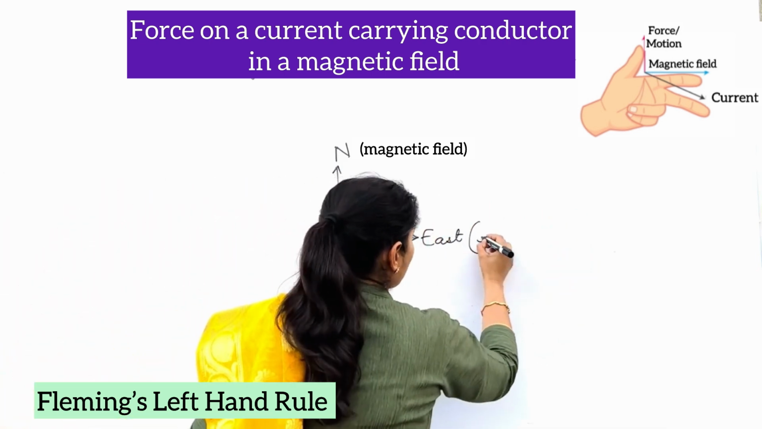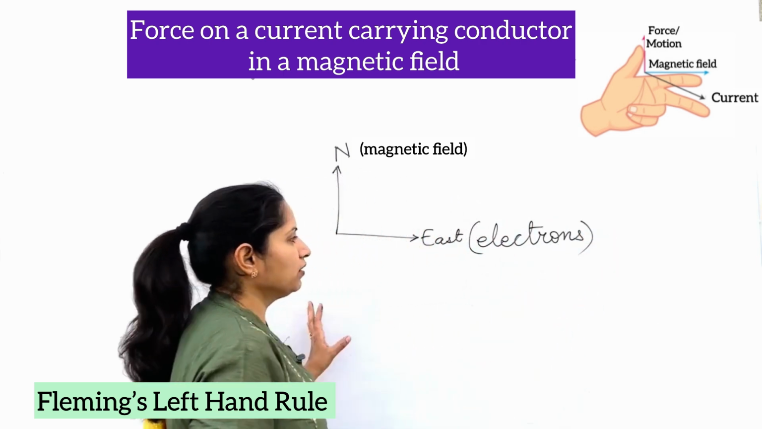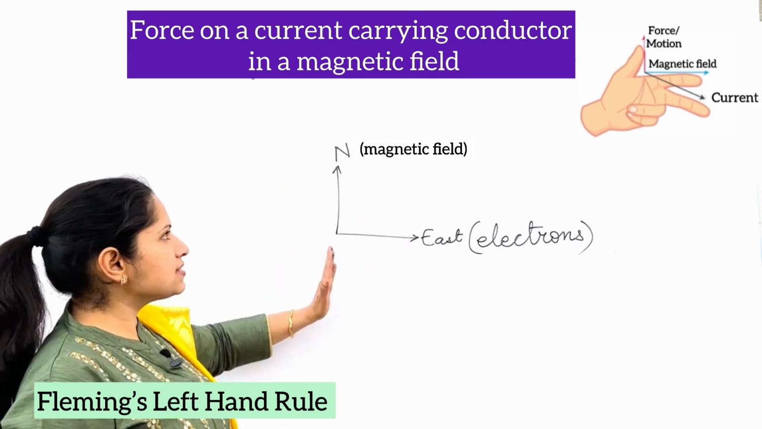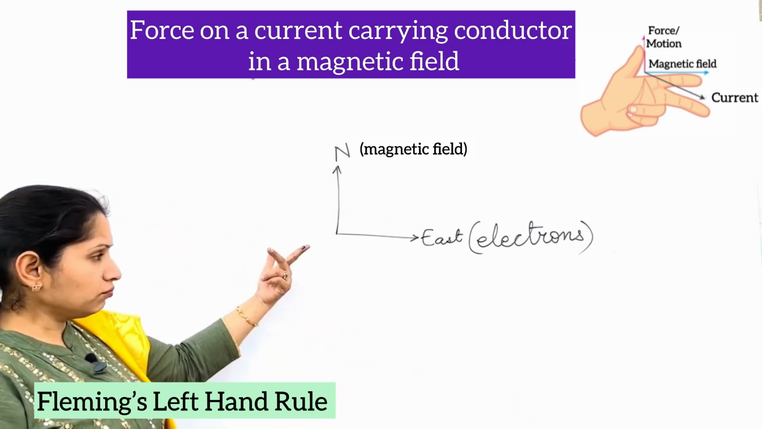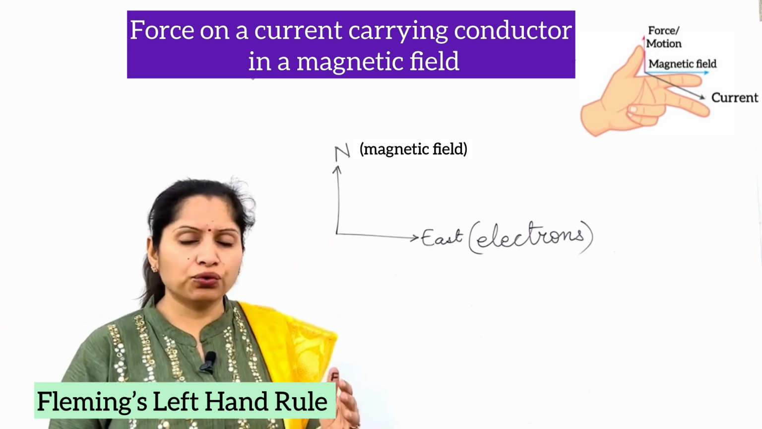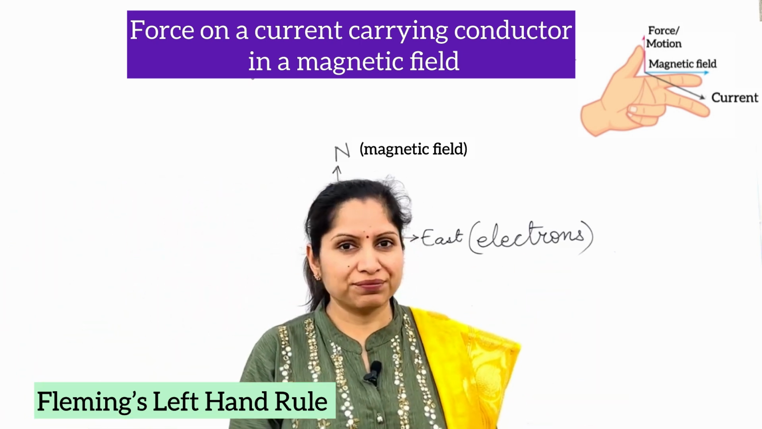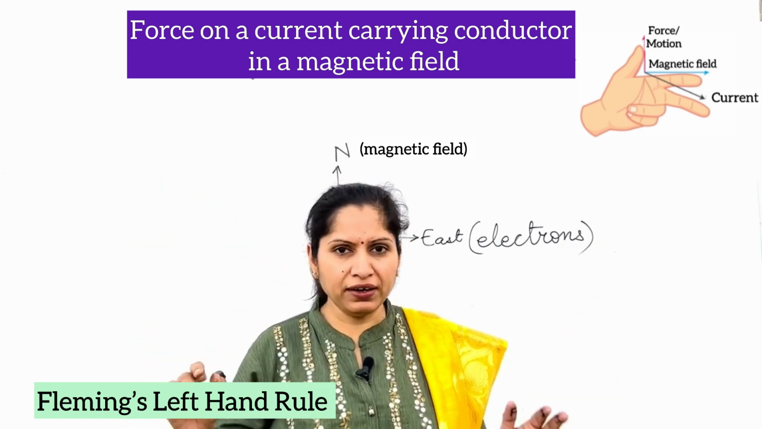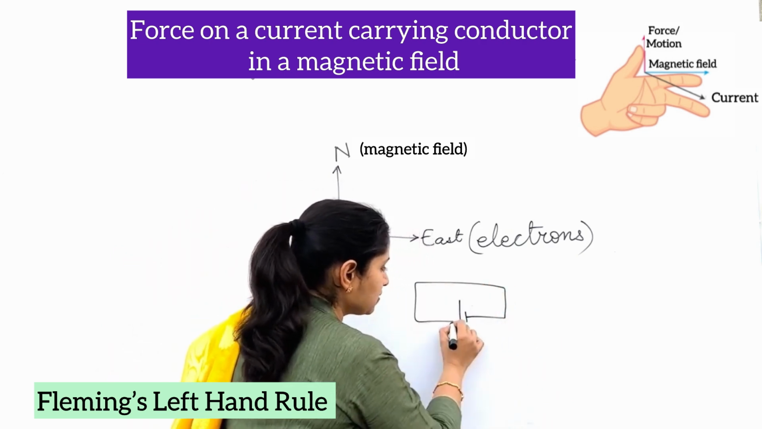But what will be the direction of force if this is not the direction of protons, but this is the direction of movement of electrons? Suppose we are given that a beam of electrons is moving towards the east and a magnetic field is acting towards the north. What is the direction of force on them? Let's find it out. Whatever is the direction of flow of electrons, the direction of current is always opposite to that. Remember in the electricity chapter, in the first video that I uploaded, I told you that earlier it was believed that the protons are moving in a circuit.